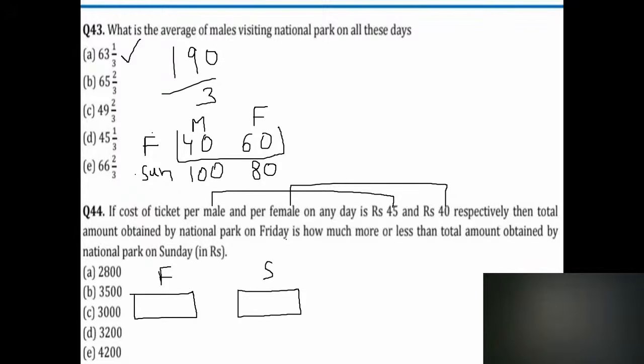For Friday, total 40 males are there. For each male, the ticket is 45 rupees. So the amount that the national park got from males is 40 into 45, because each male ticket cost is 45. Next, for females, total 60 females are there. Each female ticket cost is 40. So this is 60 into 40. If we simplify this, we will get the amount that the national park received on Friday.